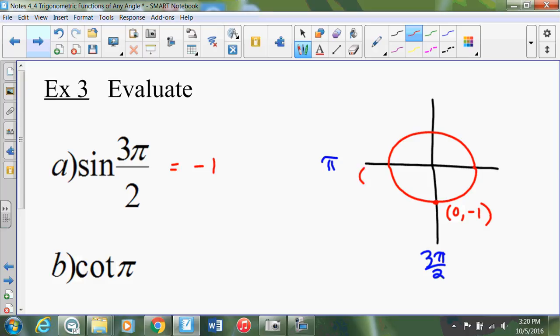All right, so here we go. Pi, the coordinates are -1, 0. And since cotan is, what do you need?